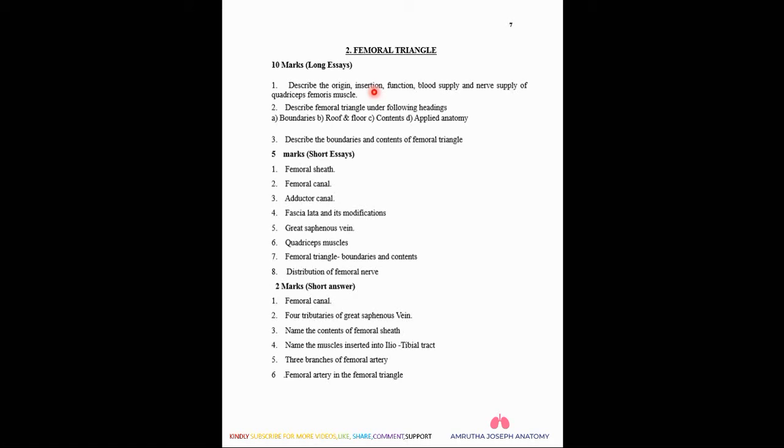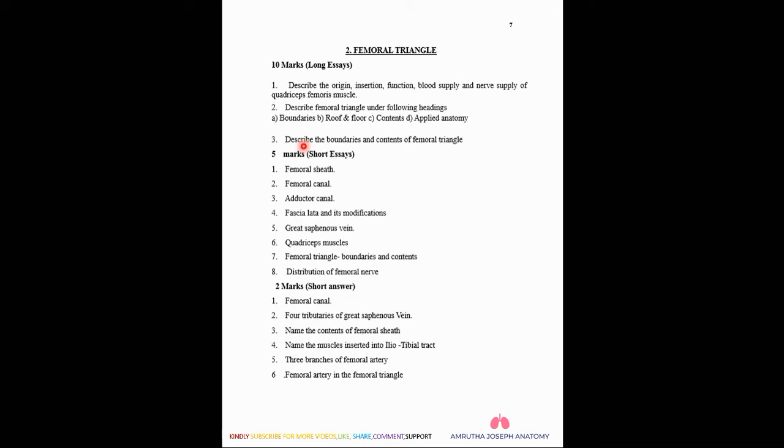The next one, femoral triangle, under the following headings: boundaries, roof, floor, contents, applied anatomy. So when applied anatomy is asked, at least write 2 applied anatomy points. Describe the boundaries and contents of the femoral triangle. Usually the questions are structured like this, but you may get a question like this as well. So you need to know what the subheadings are that you should write.